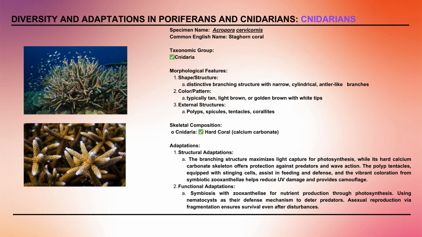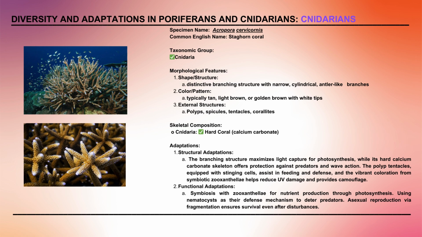across a coral reef. The skeletal composition of Acropora cervicornis is calcareous, meaning it forms a hard skeleton made of calcium carbonate. This provides structural support and protection against predators and wave action. This species primarily inhabits coral reefs but also can be found in other marine environments such as intertidal zones and mangrove areas. Its distribution range includes Florida, the Bahamas, the Gulf of Mexico, and the Caribbean.